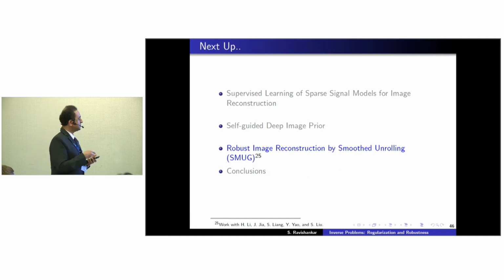So that wraps up the second portion of my talk on how we can learn neural network regularizers with no training data, basically, for imaging. So if there are any questions, I'm happy to take them before going to the last part on building deep networks that are robust. Yes.